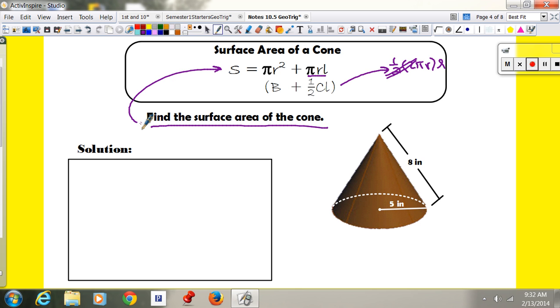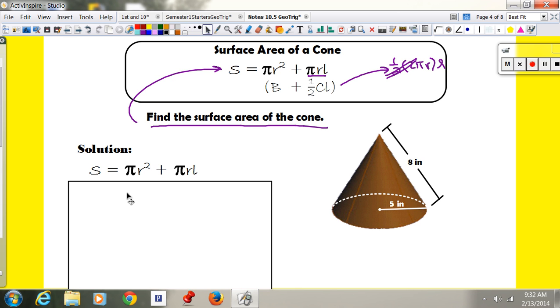Okay, so let's see what we got here for this one. Here's my formula. I always like to try to rewrite them as much as possible because they get in there easier when you rewrite it. You remember things a lot faster the more you write it down. So pi r squared plus pi rl. That's going to give you the whole surface area, the base and the lateral.